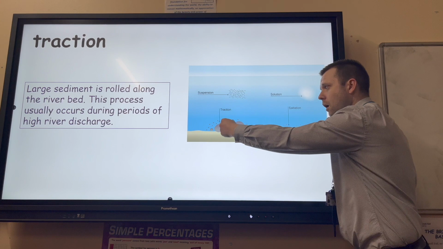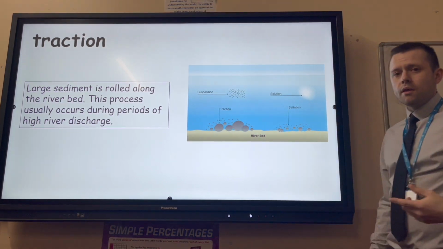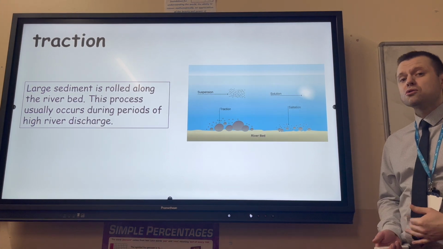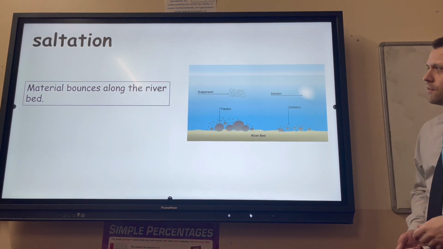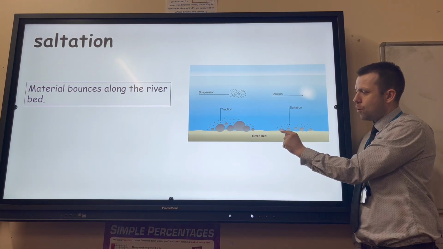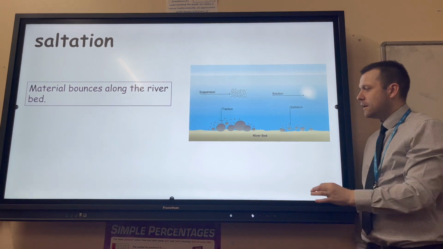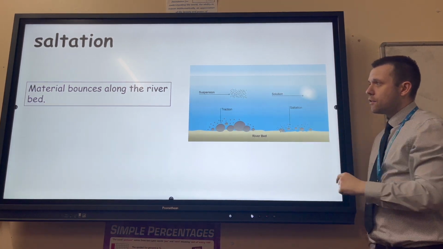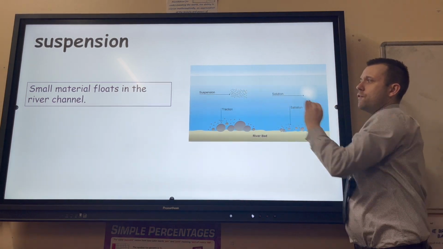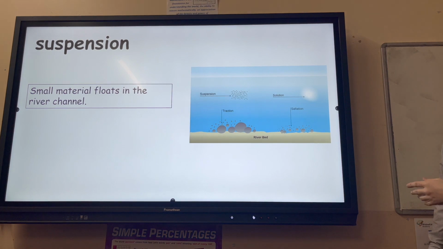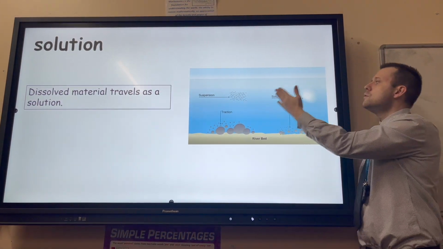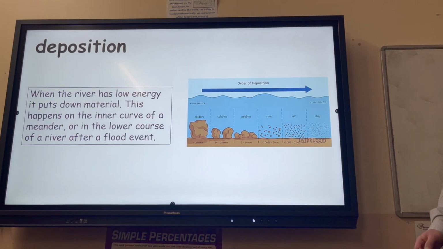So here you can see large rocks are rolled along the riverbed, and this often happens in times of high river discharge, such as when there's a flood. The next is saltation. So erosion, such as attrition, has made these rocks smaller, rounder, and importantly lighter, so they hop along the riverbed. Suspension, the rocks are even smaller, they now float in the river channel. And finally, solution, the material that we've just spoken about being dissolved moves as a solution within the river water.